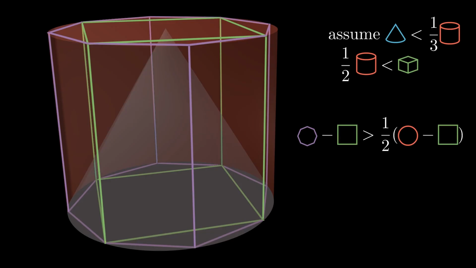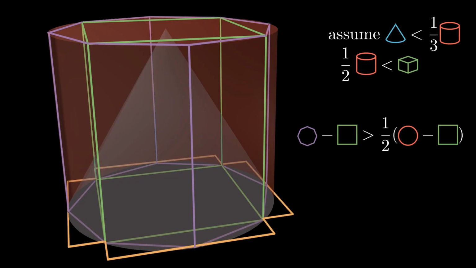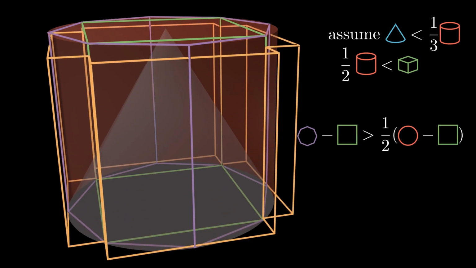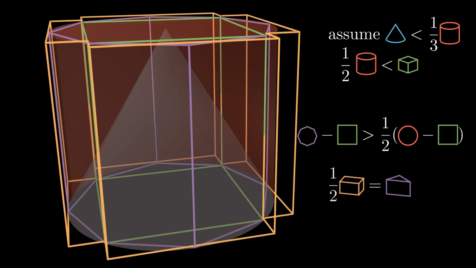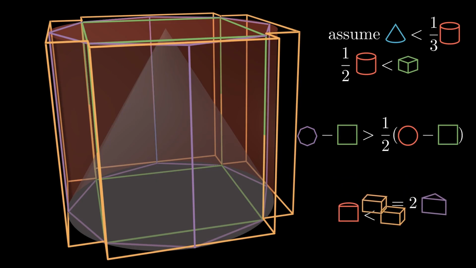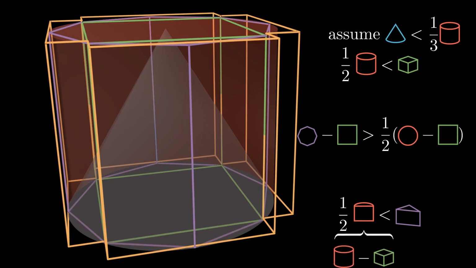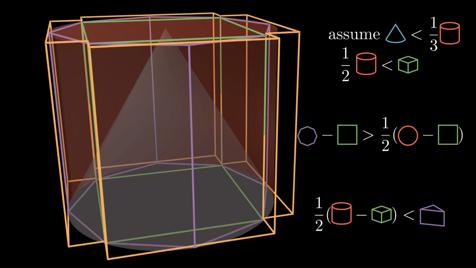Now we'll show that these octagon prisms are greater than half of the difference between the cylinder and the square prism. To do so, draw rectangles on the base as so, just like we did before, and make prisms out of those. The octagon prisms are half of these rectangle prisms, and these portions of the cylinder are less than the rectangle prisms. So the octagon prisms are greater than half of the difference between the cylinder and square prism.